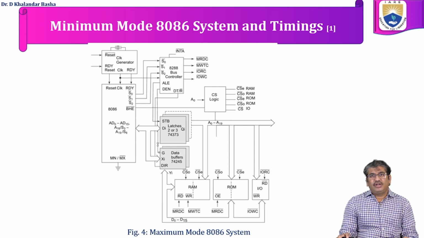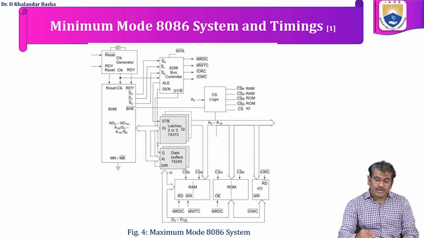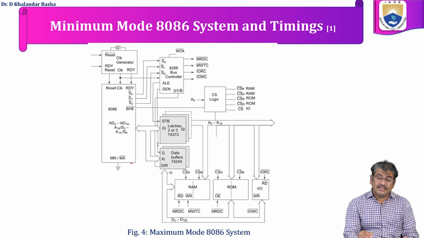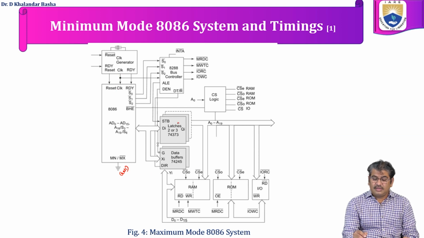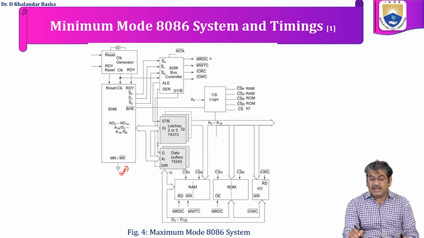The maximum mode 8086 processor is shown in figure 4. Here, the 8086 processor is operated in maximum mode by connecting MN by MX bar to ground. The clock generator is used for generating the necessary timing signals for the processor. The latches and data bus buffers which we have studied in the minimum mode, we are going to have the same for maximum mode.